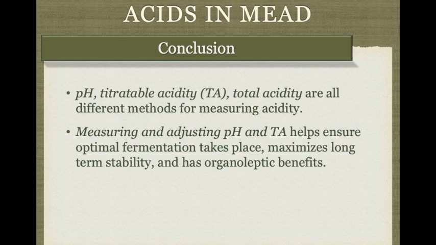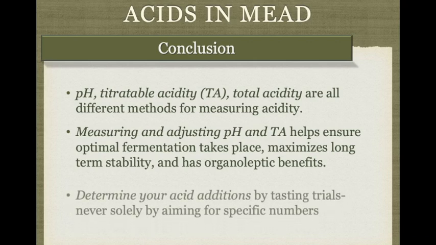So I think about pH as something that I measure to ensure optimal fermentation and to keep the sulfite level where I want it to be, to help me when I determine sulfite additions. And I think of the titratable acidity more as determining how much acid I need to add, if any. So I think of the TA as more for the taste of the mead.